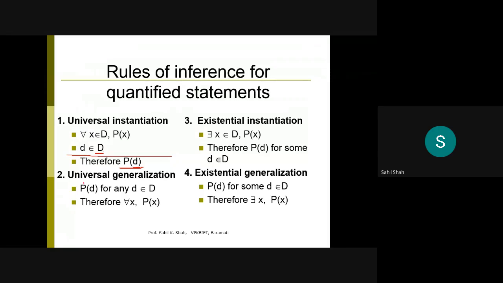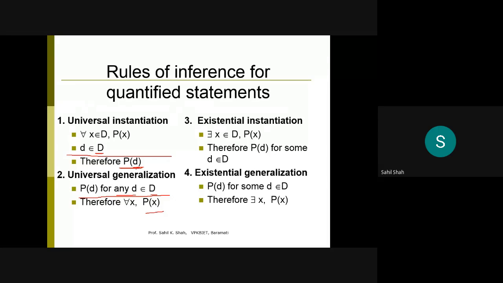The other rule of inference is universal generalization. If we know that P of d is true for any value d belonging to D, then our conclusion will be for all values of x belonging to capital D, P of x will be true.